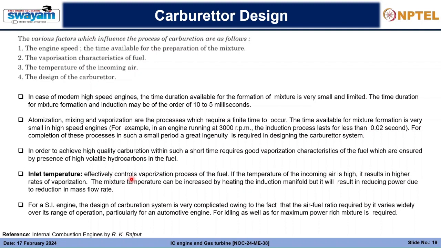So for the SI engine, the design of the carburation system is very complicated, owing to the fact that the air-fuel ratio required by it varies widely over its range of operation, particularly for an automotive engine. So for idling as well as for maximum power, a rich mixture is required. We will now understand why for idling as well as for maximum power a rich mixture is required.